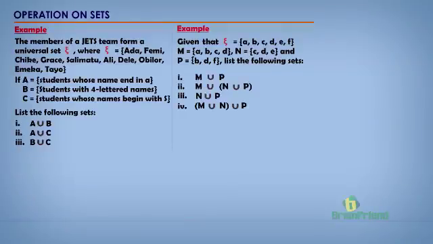Let's take a look at some practical examples for better understanding. The members of a JET team form a universal set. The universal set has as its elements Ada, Femi, Chike, Grace, Salimatu, Ali, Dele, Obilor, Emeka, and Tayo. If set A is the set of all students whose names end in A, set A will be listed therefore as the set that has elements Ada and Emeka.